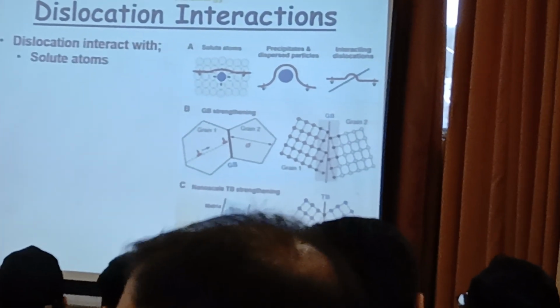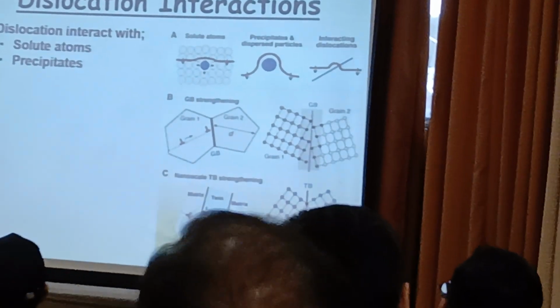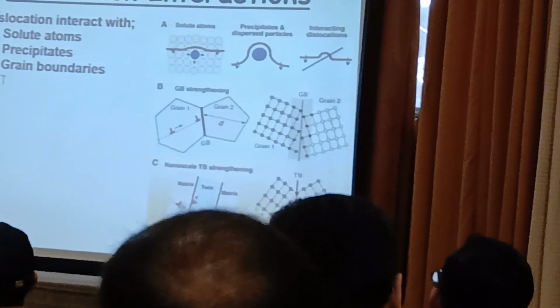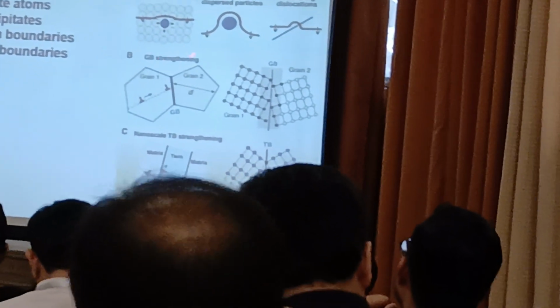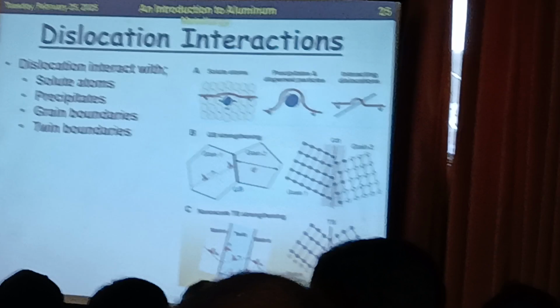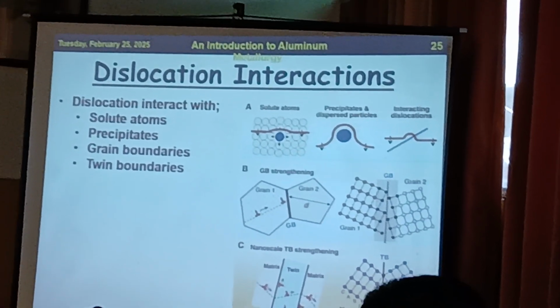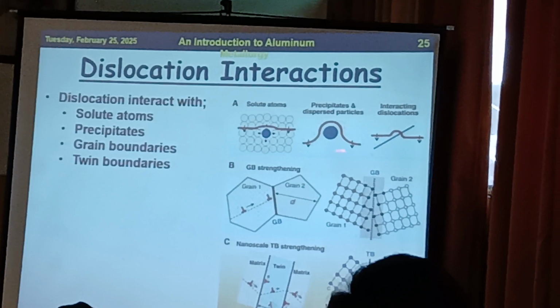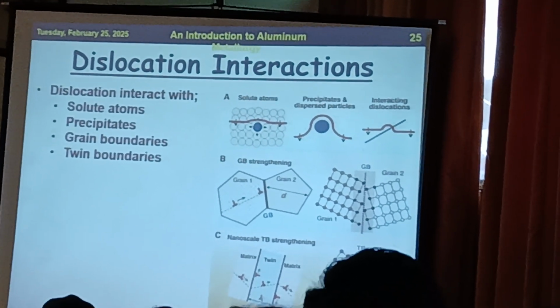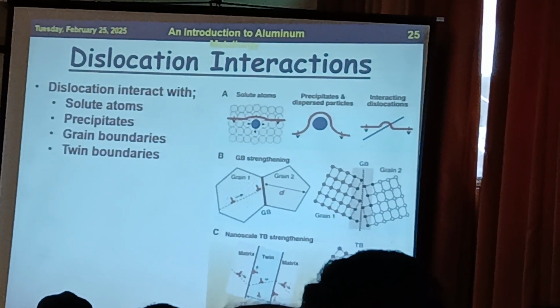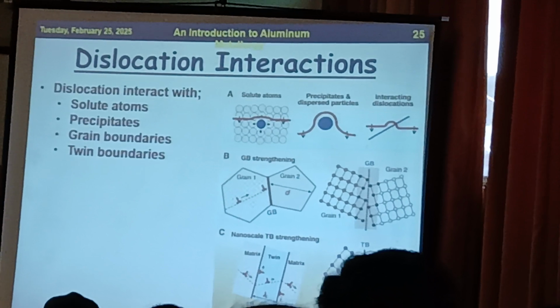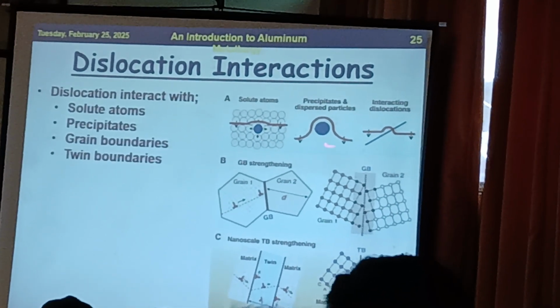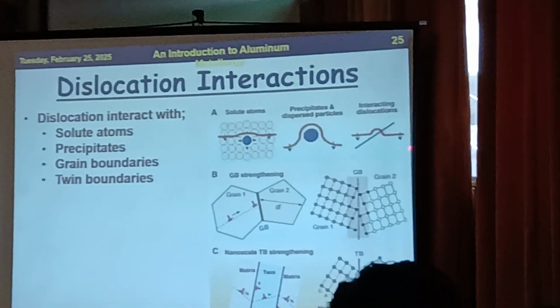How do dislocations interact with different species? They interact with solute atoms. Solute atoms distort the lattice, and dislocations are restricted in moving around the solute atom. Again, the precipitates also hinder movement. The dislocation has to move all around the particle, all around the precipitate. The dislocations interact with themselves as well. One dislocation intersects another dislocation, and another one.